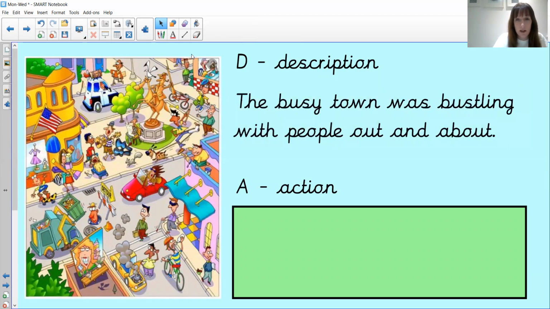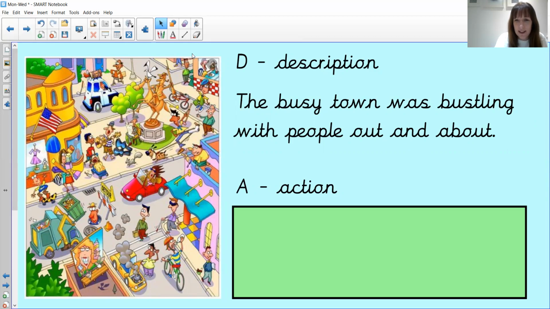So I've written, the busy town was bustling with people out and about. That's what I can see happening. That's my description. Okay, so pause me here. Can you write a descriptive sentence about the whole picture or just a part of the picture? But describe what you can see. Okay, off you go.